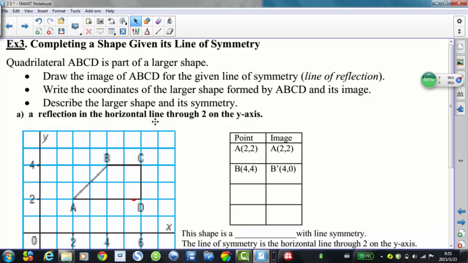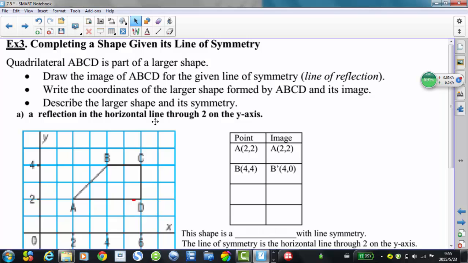Let's look at example 3, completing the shape given its line of symmetry. Quadrilateral ABCD is a part of a larger shape. Draw the image of ABCD for the given line of symmetry, which also can be called the line of reflection. Write the coordinates of the larger shape formed by ABCD and its image. Describe the larger shape and its symmetry.